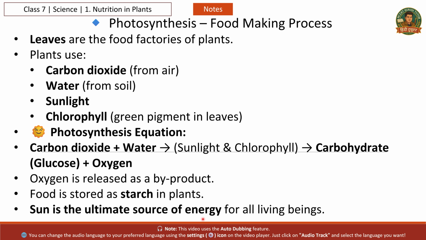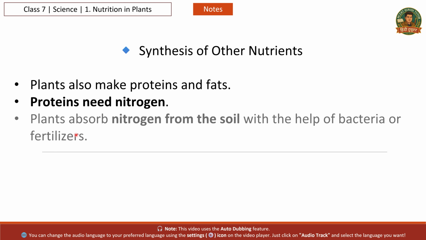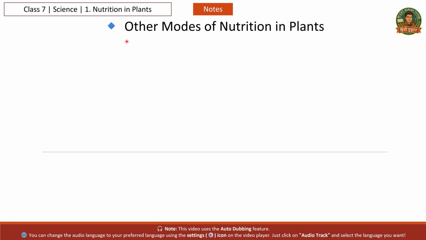Next, synthesis of other nutrients. Plants also make proteins and fats. Proteins need nitrogen. Plants absorb nitrogen from the soil with the help of bacteria or fertilizers. Next, other modes of nutrition in plants.